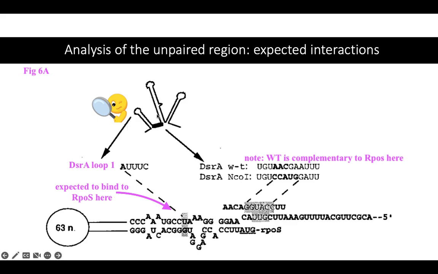Now over here on loop 1, if we zoom into that, you'll see this little bit here is expected to bind right here to rpoS. And it almost makes you wonder if binding here and here and here and here doesn't do something where this sort of bends back and opens it up. That's just a little bit of speculation on my part, so don't quote me on that.